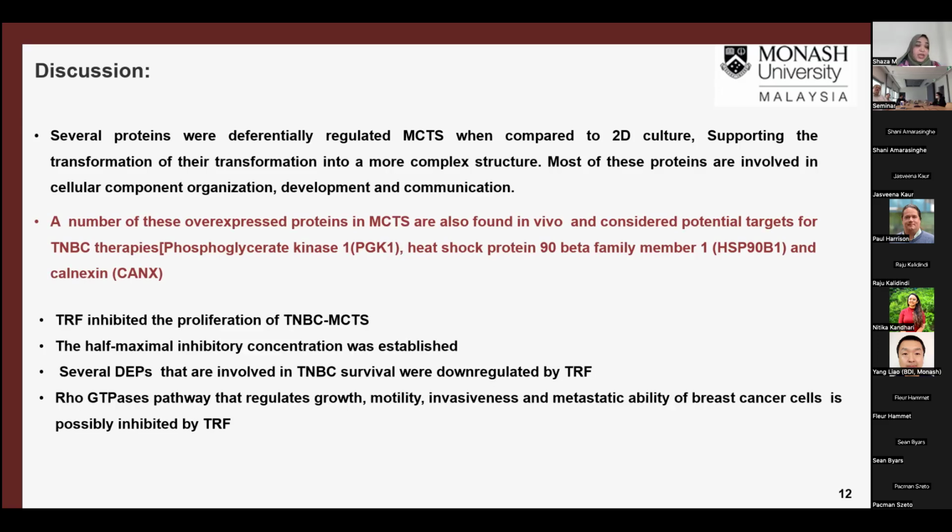TRF itself inhibited the proliferation of the triple-negative multicellular tumor spheroid. The half maximum inhibitory concentration was established. Several DEPs involved in TNBC survival were downregulated by TRF, especially those two. And some of the pathways is the RHO GTPase pathway, which is involved in motility, invasiveness, and metastasis.